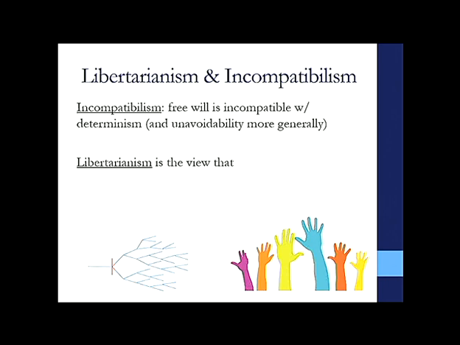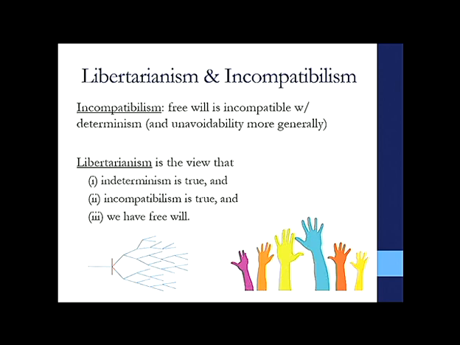And then lastly, there's a view called libertarianism. This should also be easy to remember, think liberty, freedom. It's a view that there is free will, and indeterminism is true, as well as incompatibilism. So the libertarian thinks this package of views is correct. Determinism is false. Free will is not compatible with determinism, and we actually have free will. I would wager that most people who begin thinking about the topic of free will start their thinking as libertarians. This is the ordinary view of our place in the world. It's a libertarian view.